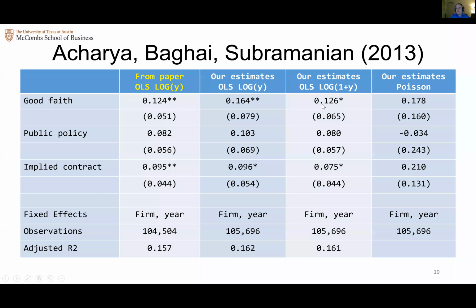When we estimate log of 1+y instead of log of y, we still get something that's positive and significant, so it doesn't change that much. And our Poisson estimates are also positive, and they're in the same neighborhood as well. So in this paper, the estimates you get from a log model and from a Poisson model seem to be in the same ballpark, which I would take as maybe comforting, in that you would place at least some weight on these log regression estimates.